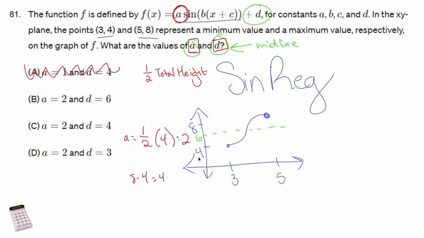If you were given terrible numbers and asked to find the same exact thing, you would do your minimum value plus your maximum value and divide that by 2. Midline is just like a midpoint where you add 2 things and divide by 2. So that gives you 12. 12 over 2 is 6. So your midline is 6. So D equals 6. So we need the one where A is 2, D is 6. It's going to be in sync.